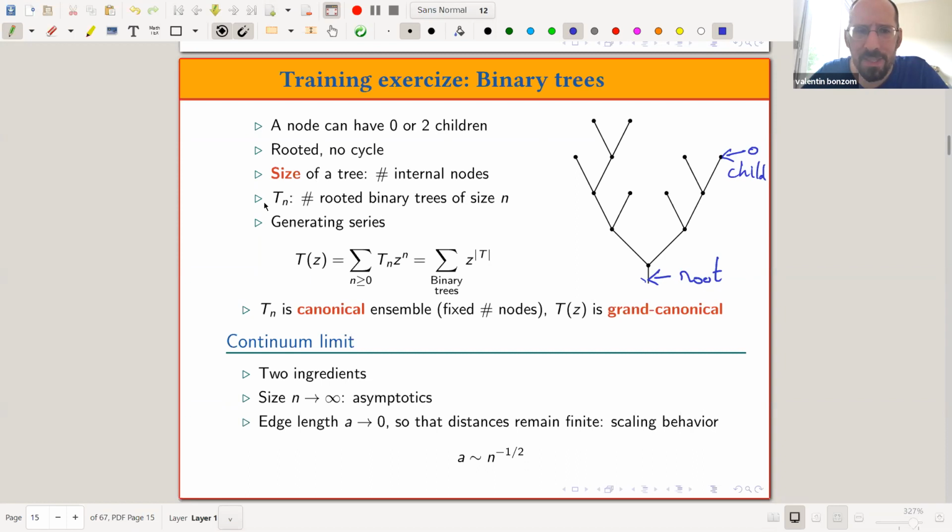And I would denote Tn the number of rooted binary trees of size n, and then form the generating series T of Z, sum over n of Tn Z to the n. And it's the same as saying that you sum over all rooted binary trees with Z to the size of the tree. Okay, so here it's size of T.